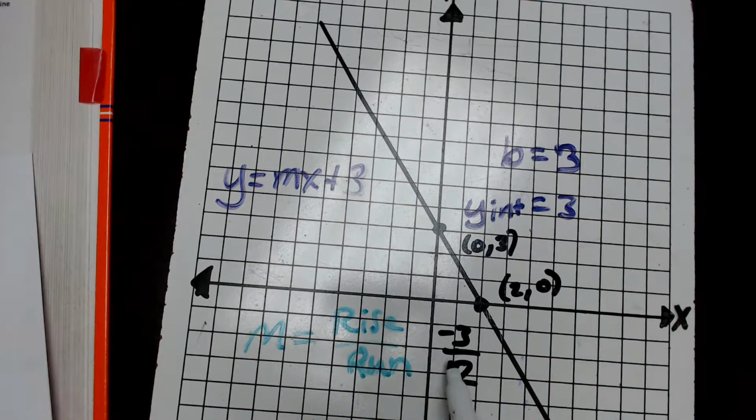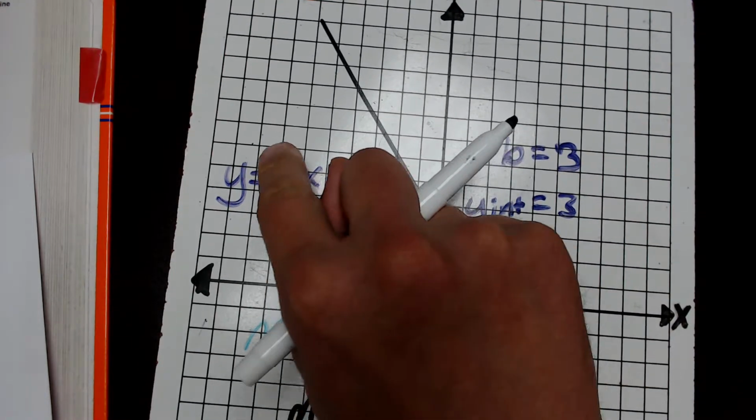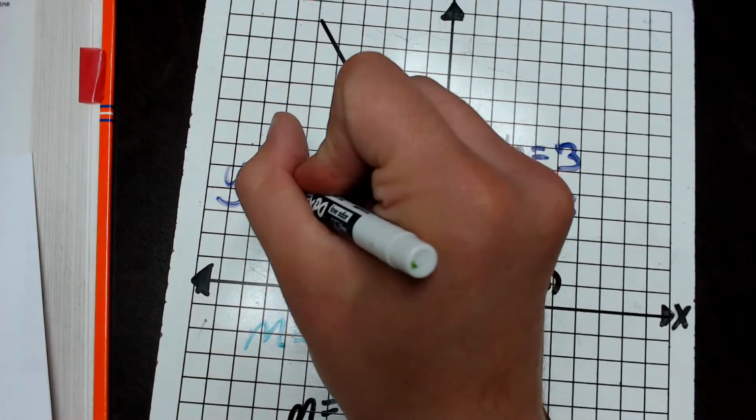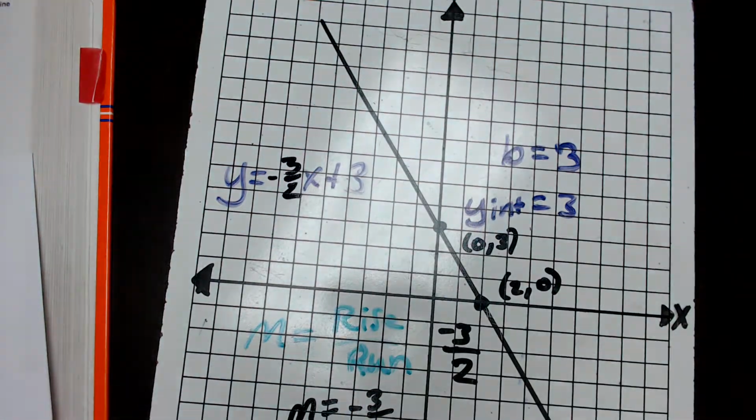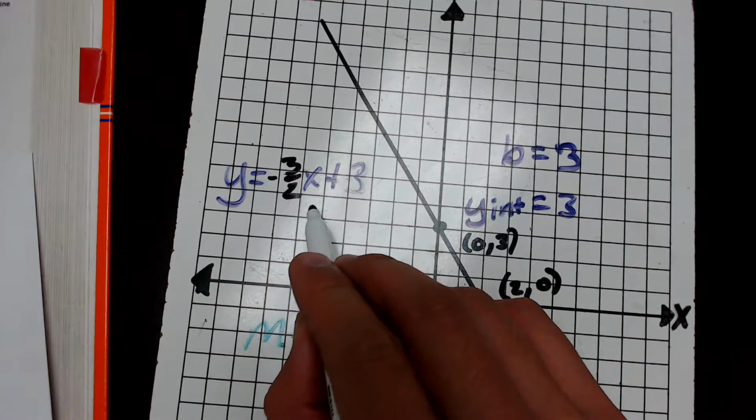So my rise over my run is -3/2, which is equal to my slope, or m, is equal to -3/2. So I can plug that into this equation, -3/2. And that gives me the final equation of my line, which is y equals -3/2x plus 3.